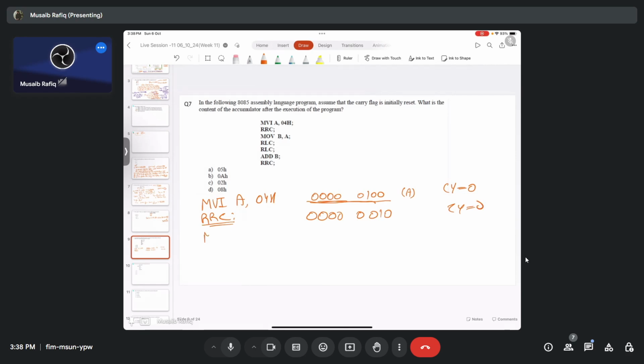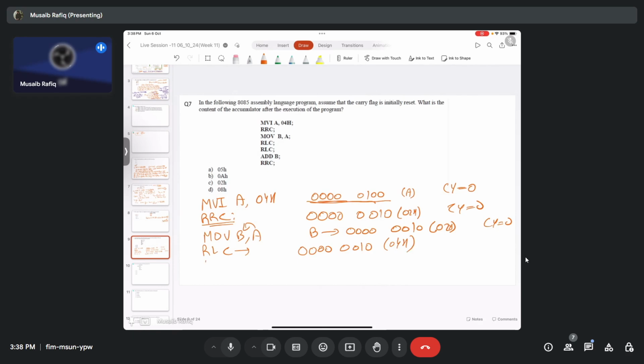Now MOV B,A, so the contents of A will move to B. So B will be 0 0 0 0 0 0 1 0, that is 02 hex, carry 0. And then we have RLC, that is left shift. So what will be left shifted? Contents of the accumulator. Left shifted, it will again become 0 0 0 0 0 1 0 0, so this will be 04 hex.